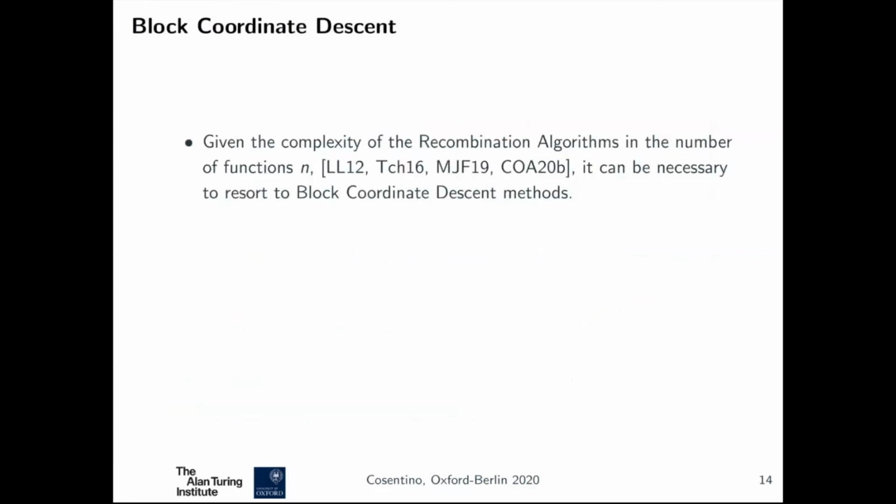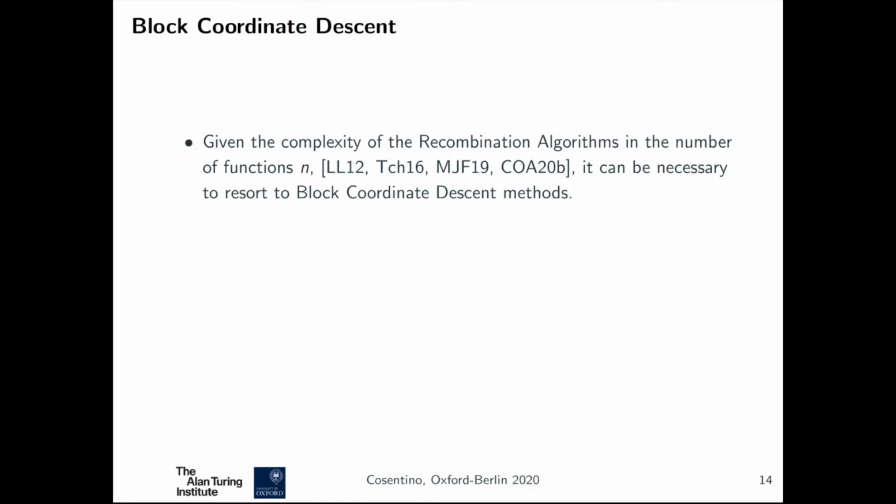Now there is a major drawback of the recombination algorithm, because we have to remember that the complexity in the number of functions n, which is the dimension of the parameters we want to optimize, is at the base n cubed. So I think we should resort in some sense to block coordinate descent methods.